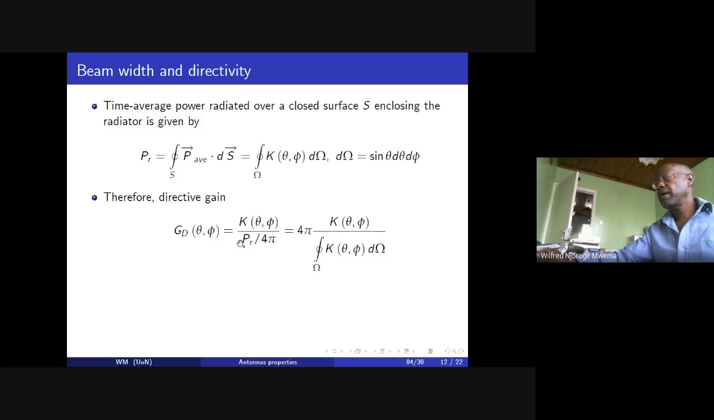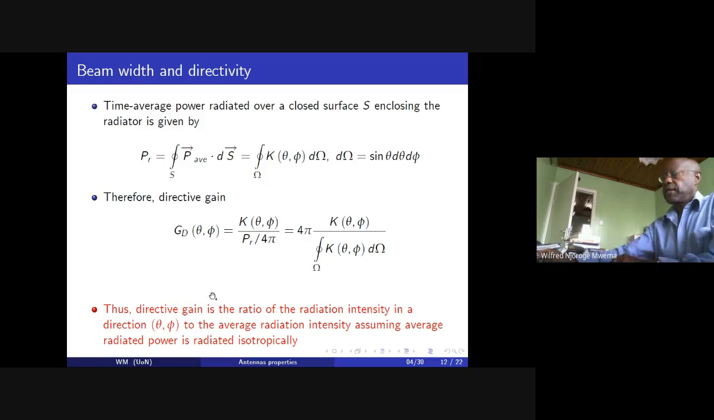G_D(theta, phi) equal to K(theta, phi) divided by the average radiated power divided by the total solid angle of a sphere, and this is given by 4 pi K(theta, phi) over the integral that we have up here. Remember, we are saying that we form the S, or the spherical surface, centered at the radiator itself.